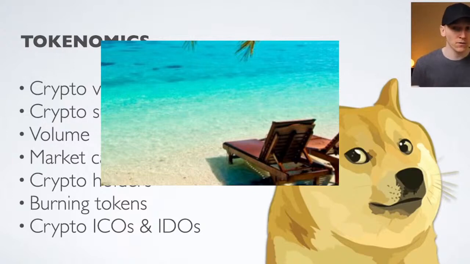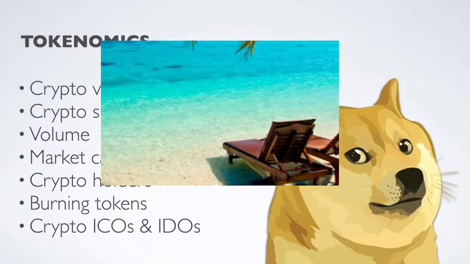Burning tokens is also super important. If a company burns tokens, it literally takes them out of circulation. And if you have the same demand and fewer coins, then the price should appreciate. And then we come to one of the main reasons of a cryptocurrency, especially these days, is ICOs and IDOs, or basically initial coin offerings, initial DEX offerings, essentially just a way for the project to issue cryptocurrencies to earn money and investments so they can build their project.